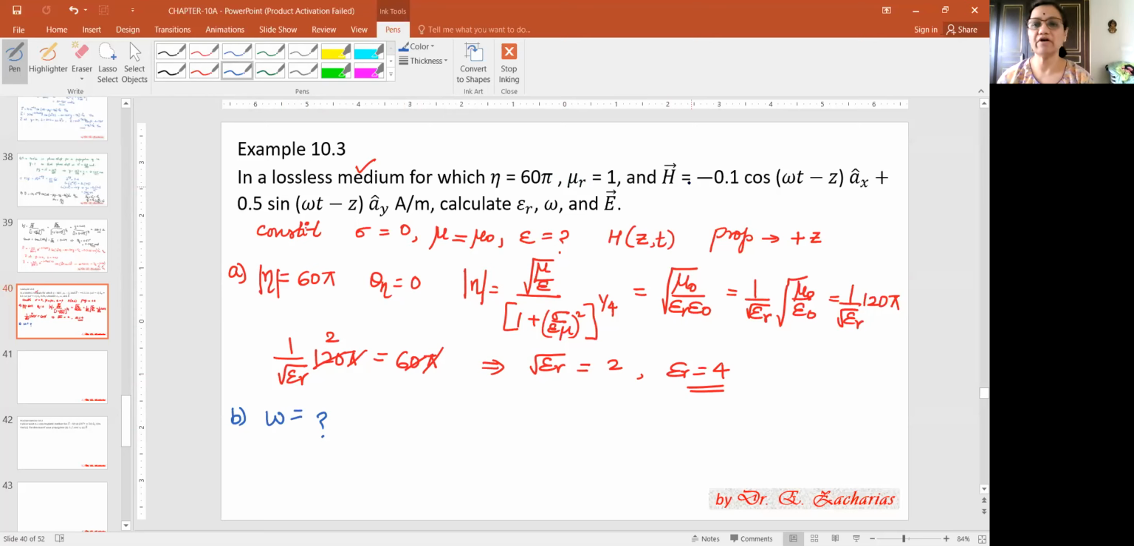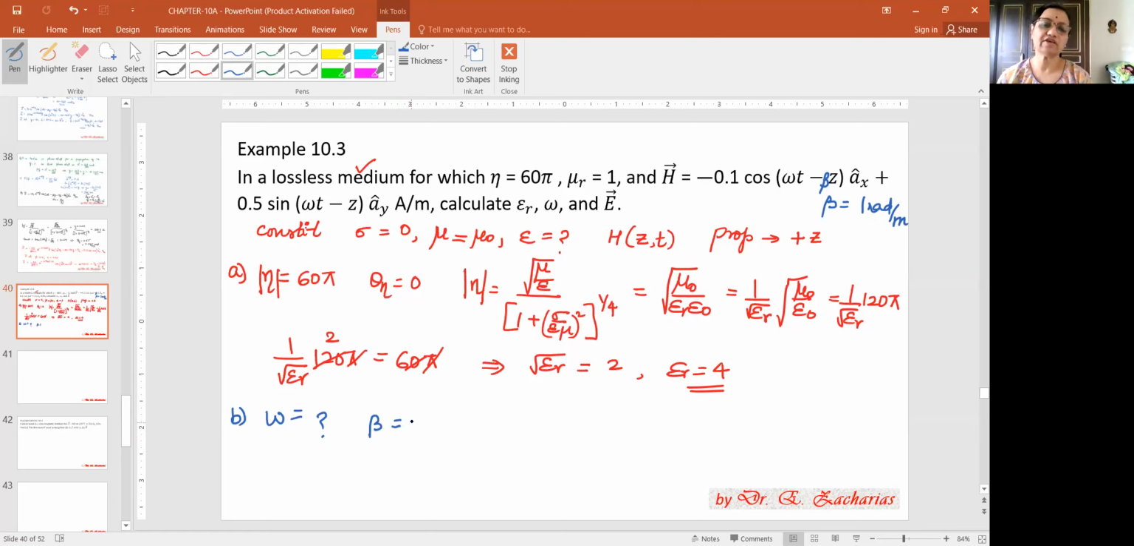You're seeing that you have H naught, omega, and you have beta. What is beta? Beta equal to 1 radian per meter. So do you know any relationship between omega and beta? Let us see. So let me write the general equation for beta. I'm writing purposefully the general equation.